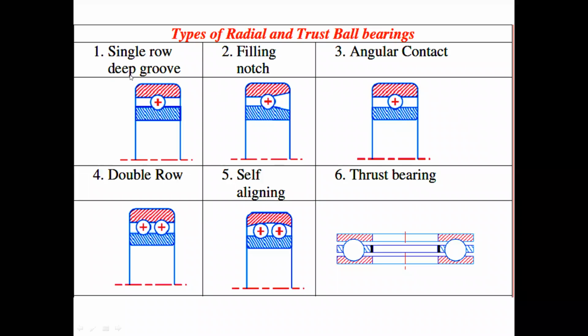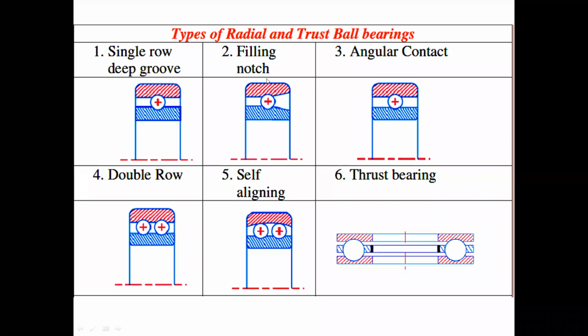First one is the single row deep groove ball bearing. Single row means only one row is there. Deep groove means the outer and inner races are deeply engraved, and in between, the ball is provided. This is a very common bearing which is used for light applications, like our fan and simple small capacity motors. You'll find this type of single row deep groove ball bearing.